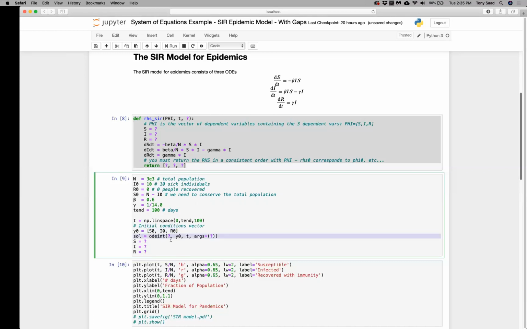Next, we're gonna call ODE int. Now, I want you to think about filling in this first blank over here. Don't worry about the args, okay, yet.